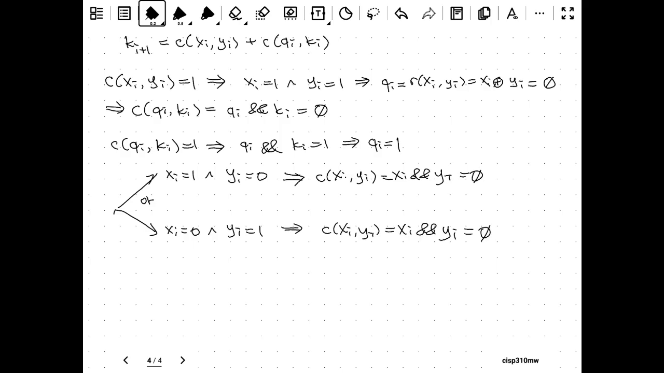But when both of these are combined, when you look at both of these, it implies that C of xi yi has to be a 0. So what have we learned here with this entire chain of proof? If you tell me that C of qiki is known to be a 1, I can now conclude that C of xiyi has to be a 0.